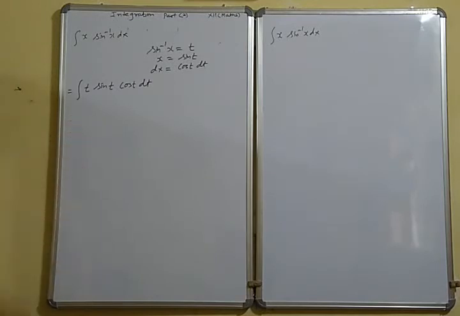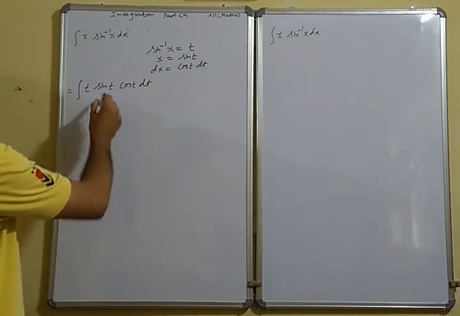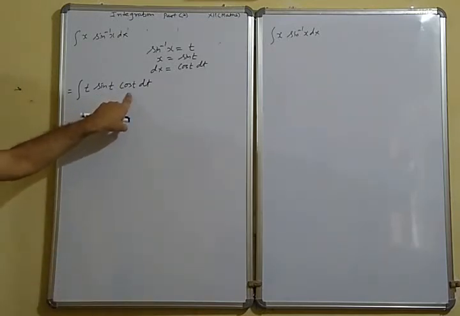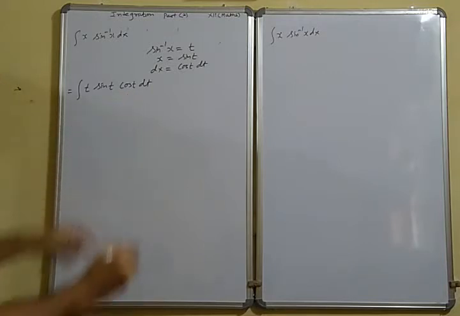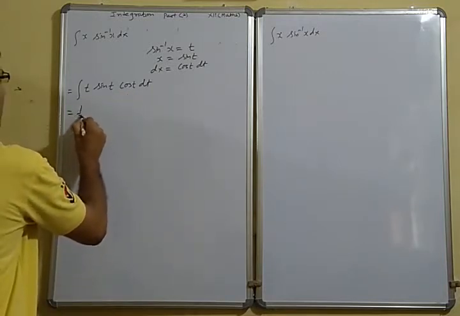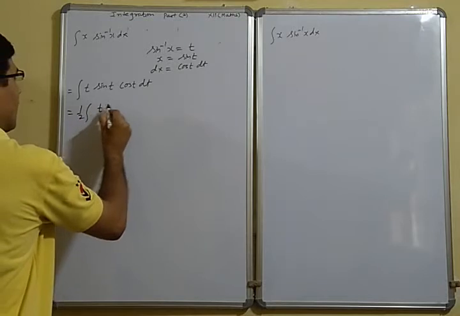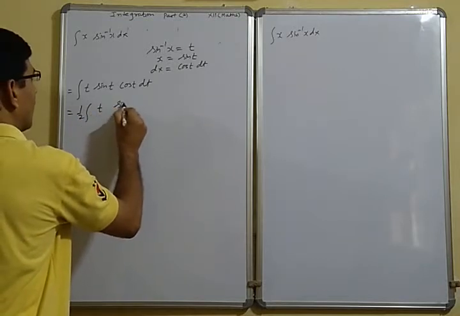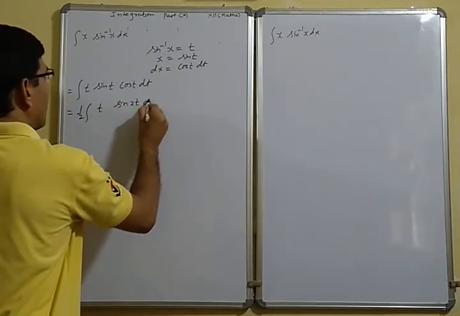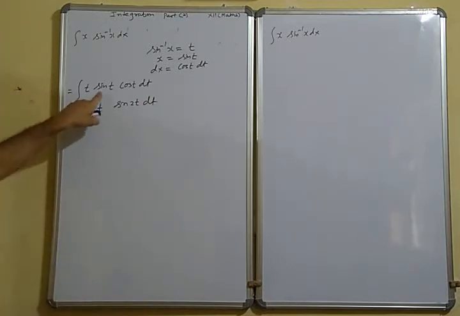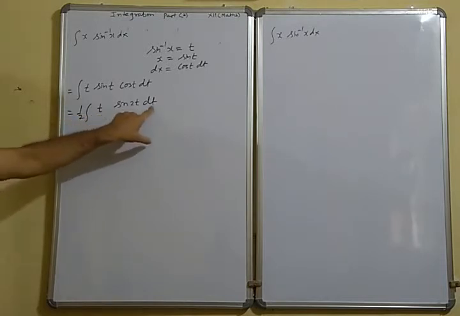Now we can simplify this. Sin t cos t, if you multiply it by 2 divided by 2, it becomes sin 2t. So it becomes 1 by 2 integration of t sin 2t dt.